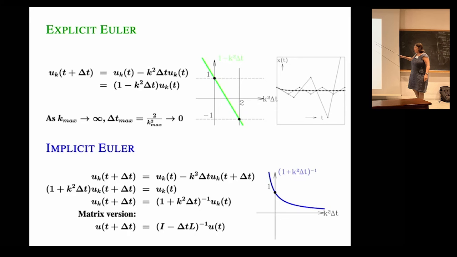Okay, so this is what people do, and of course it gets more difficult when L is a large linear operator. This is a matrix inversion, and we don't like it.